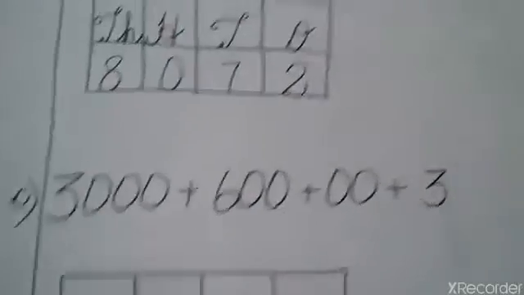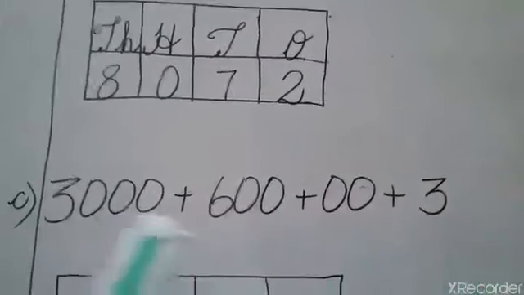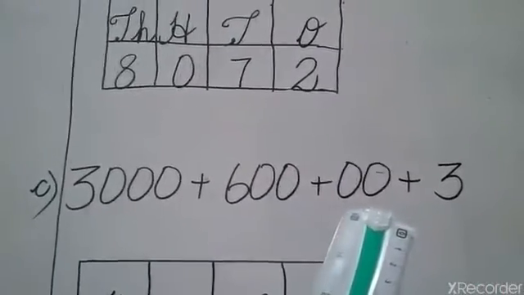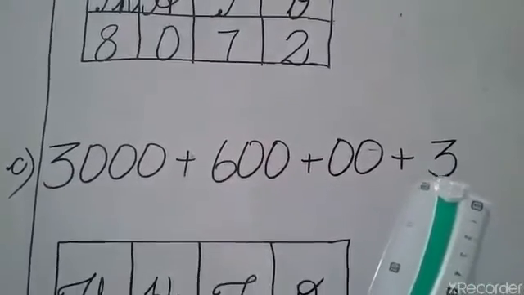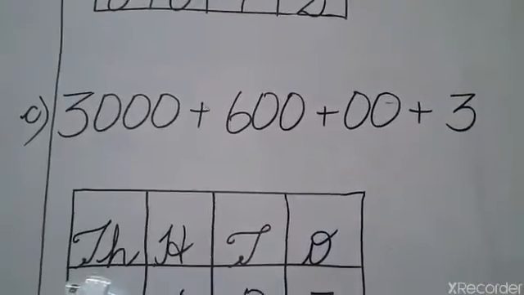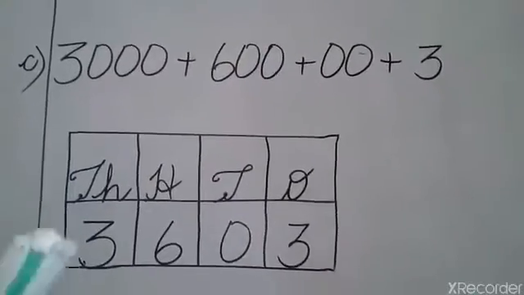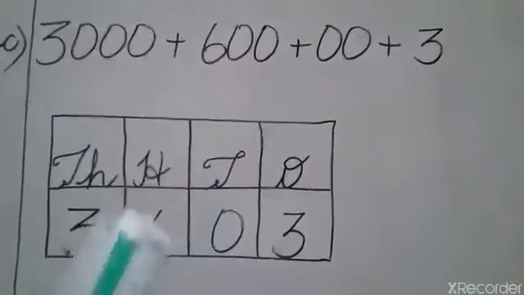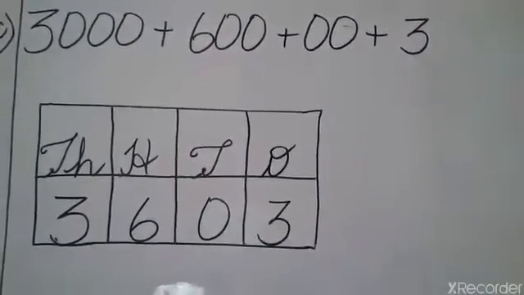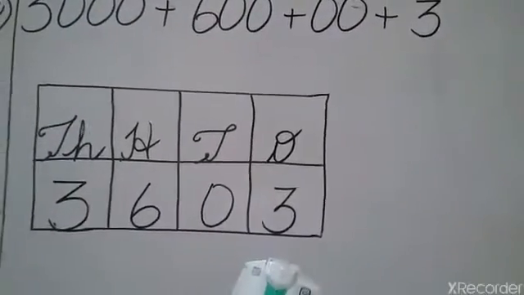And in C part we have the question 3000 plus 600 plus 20 plus 3. Again the place value of 3 is 1000, the place value of 6 is 100, the place value of 20 is tens, the place value of 3 is ones. We make a place value chart first: ones, tens, 100 and 1000. Because the place value of 3 is 1000, we write 3 under the 1000. The place value of 6 is 100, we write 6 under the 100. The place value of 20 is tens, so we write 2 under the tens. The place value of 3 is ones, we write 3 under the ones.